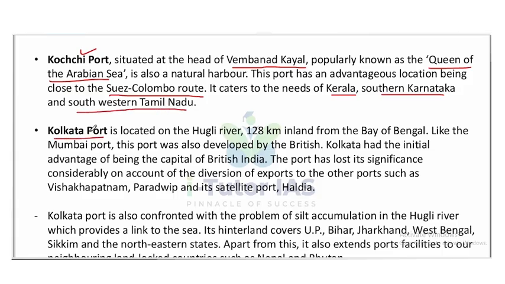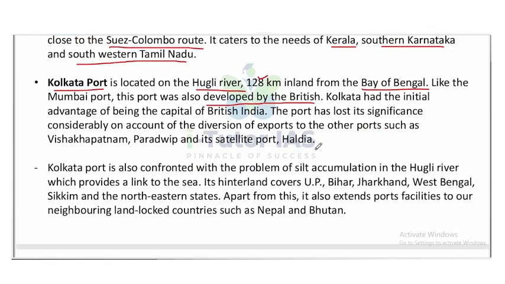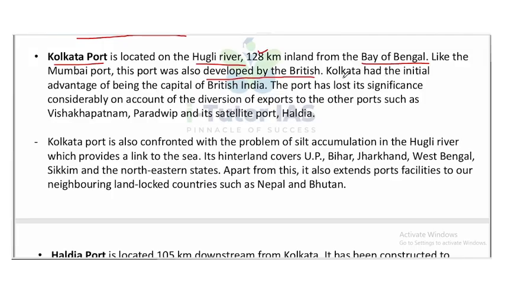Next one, Kolkata port, is located on the Hooghly River, 128 km inland from the Bay of Bengal. Like the Mumbai port, this port was also developed by the British. Kolkata had the initial advantage of being the capital of British India. The port has lost its significance considerably on account of the diversion of export to the other ports such as Visakhapatnam, Paradip and its satellite port Haldia.